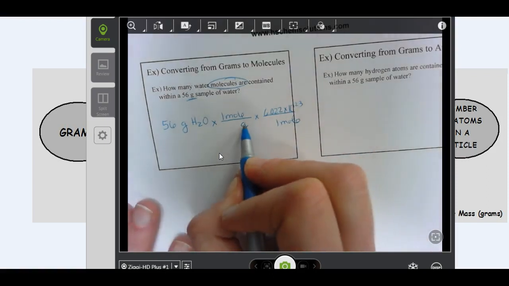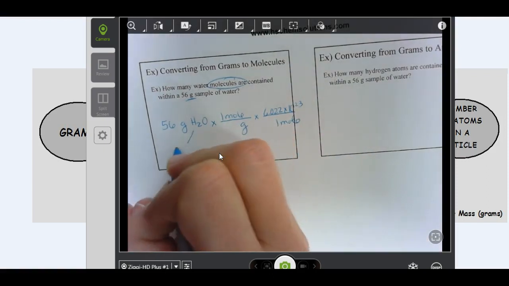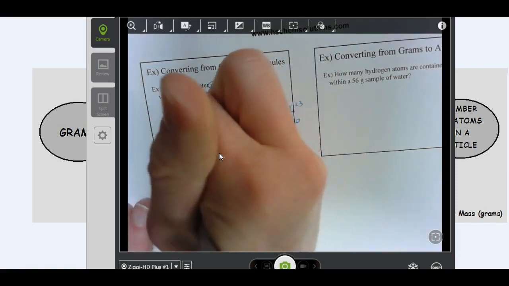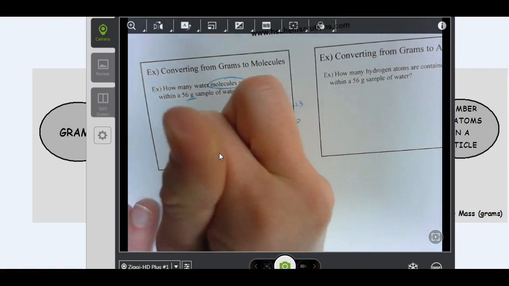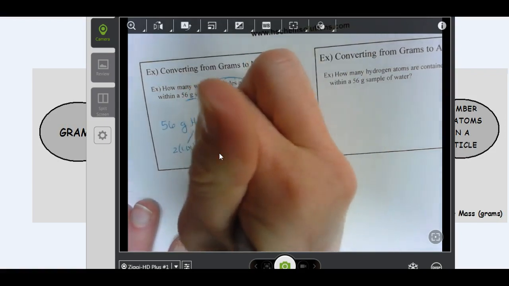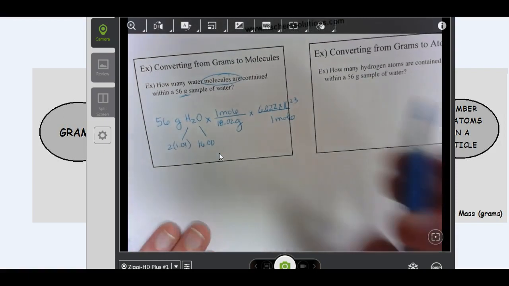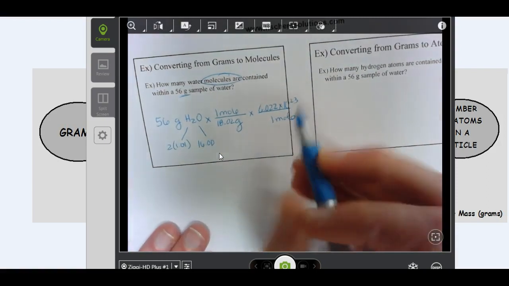Let me look up my molar mass for water. That's going to be 2 times 1.01. And then my oxygen is 16.00. So that's going to be 18.02 grams. And then I have Avogadro's number over 1 mole.